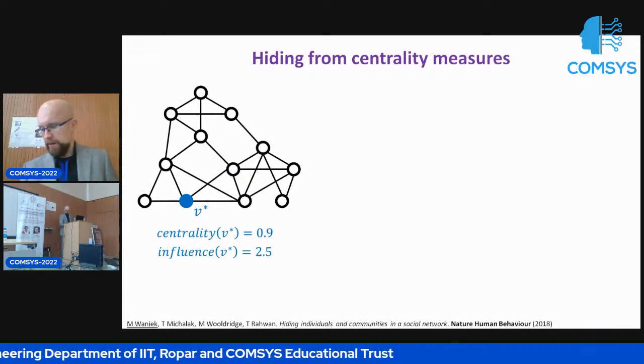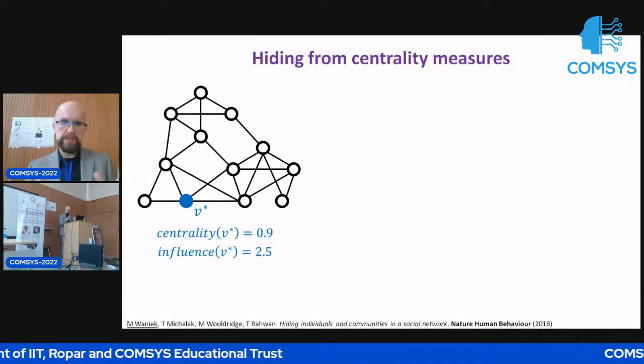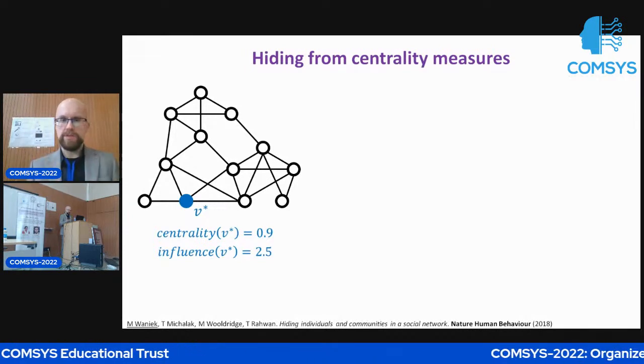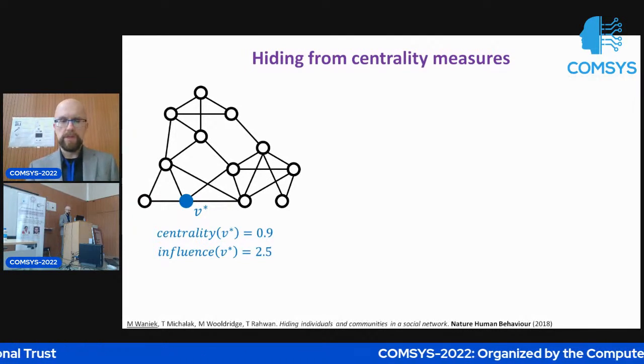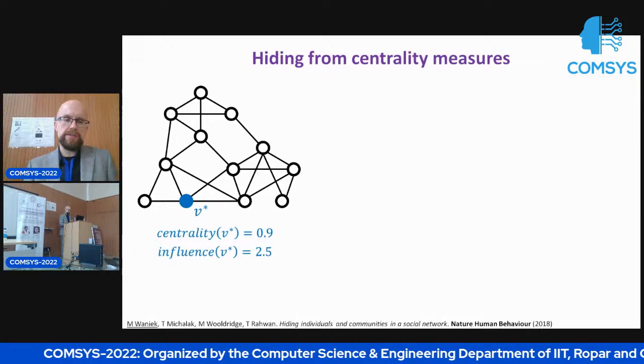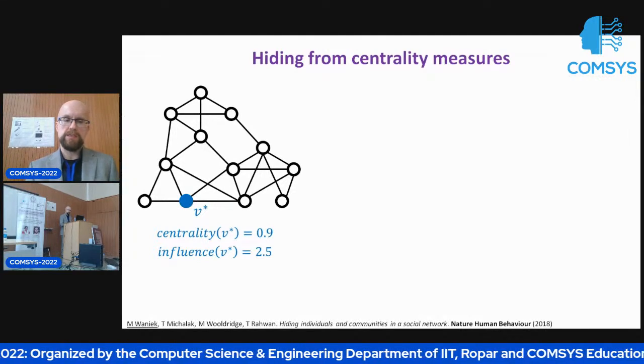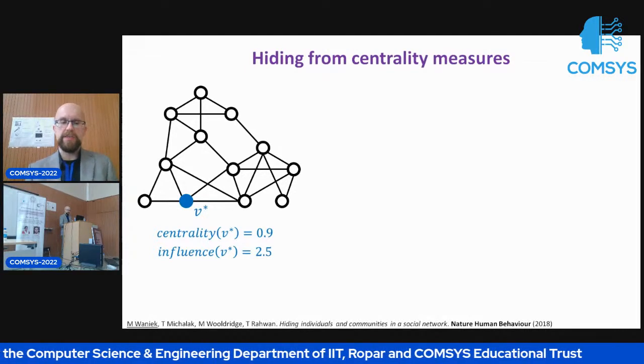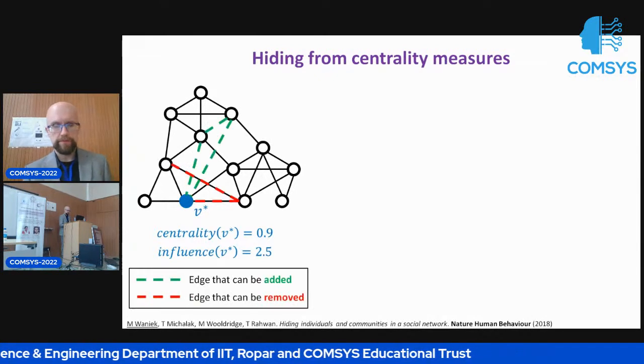Okay. So, what's the general process that we'll consider for centrality measures? We have a centrality measure, we have a network, and we have an evader in this network. At the beginning, the evader is unhappy because his centrality is very high in this network. At the beginning, the evader has some level of influence.